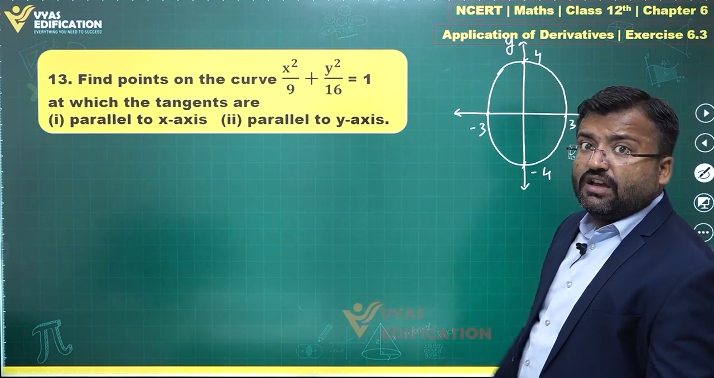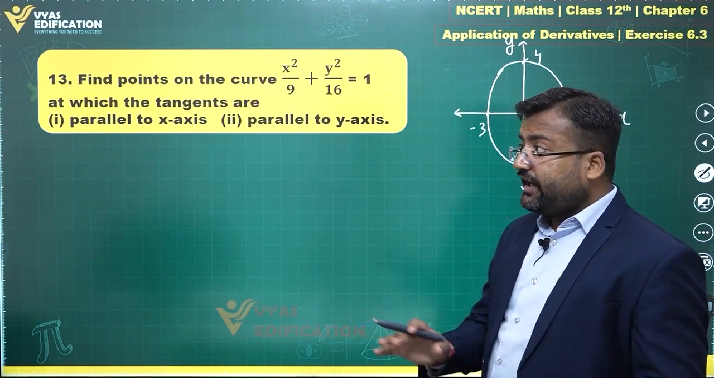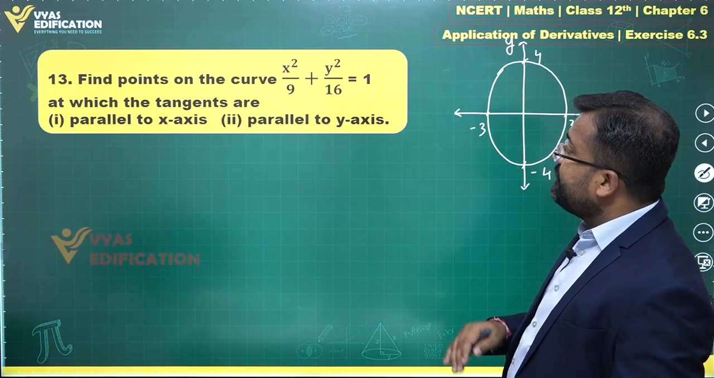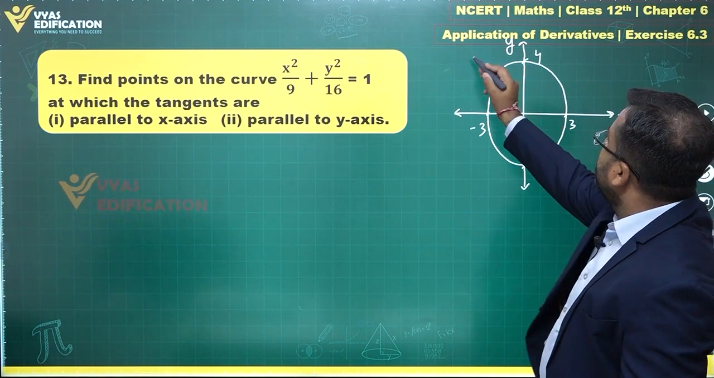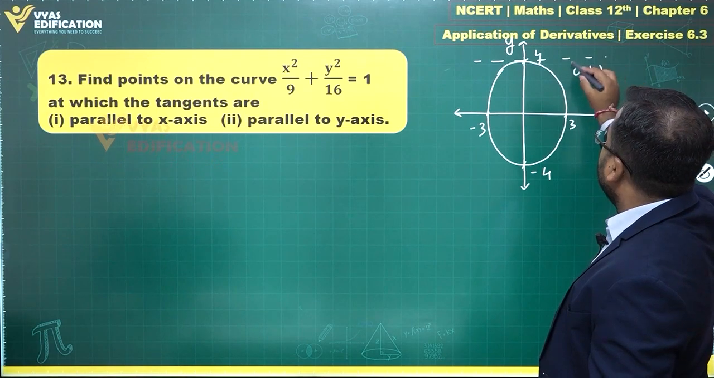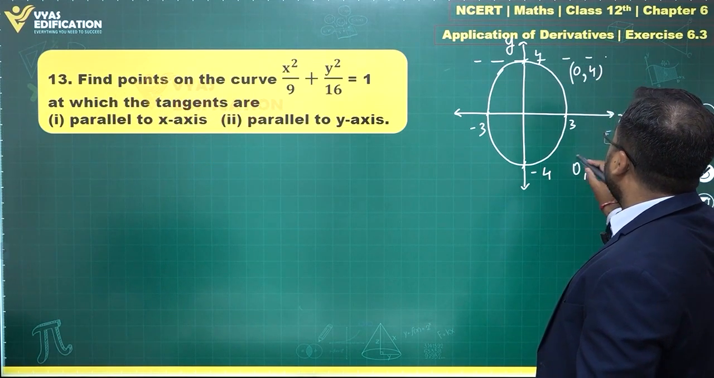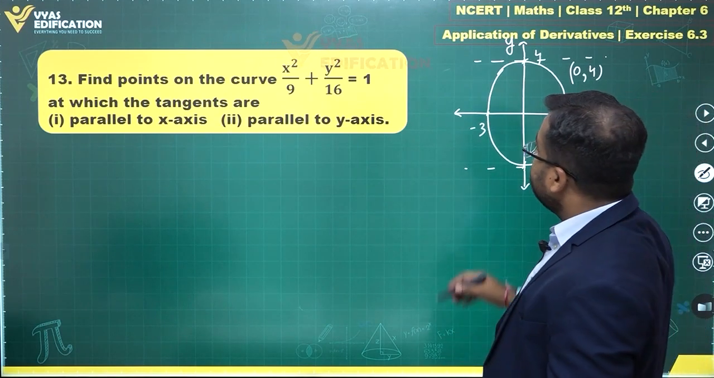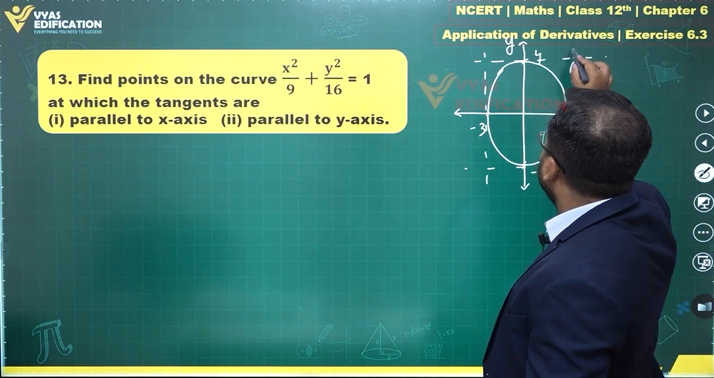Once you are through with this, we are trying to solve the question orally over here, right? So find points on the curve at which tangents are parallel to the x-axis. This will be pretty simple. Tangents are parallel to the x-axis at this point. This is 0, 4. And similarly 0, minus 4 will be another point at which tangent is parallel to the x-axis. What about tangents parallel to the y-axis? These will be the tangents parallel to the y-axis.